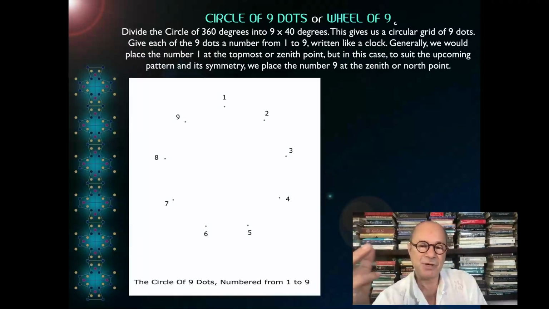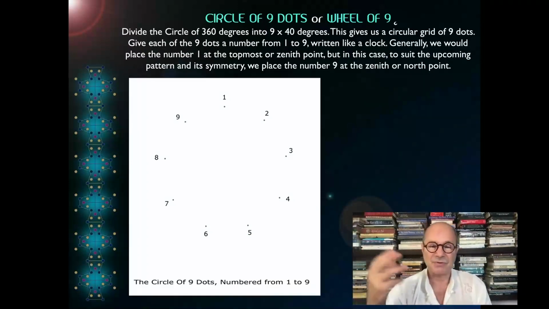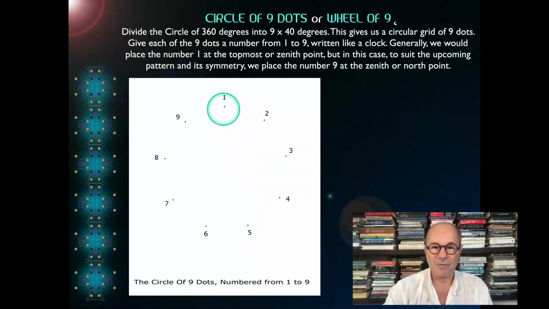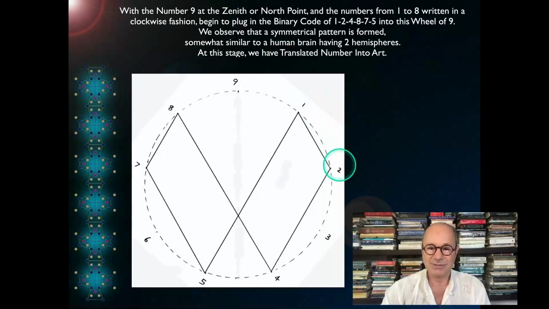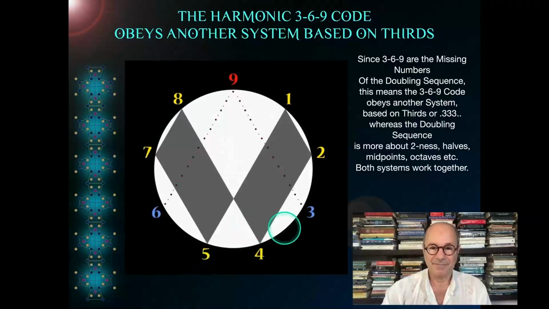So we need to turn 1, 2, 4, 8, 7, 5 into a picture. We join a line from 1 to 2 to 4, which looks like this. 1 to 2 to 4, 8, 7, 5, and it keeps repeating. And then what we notice is that there's a missing 3, 6, 9.